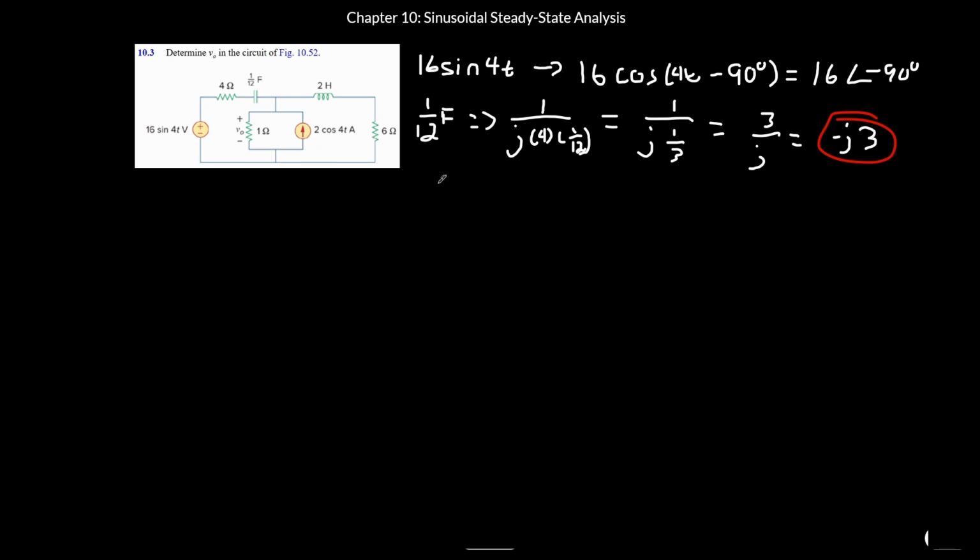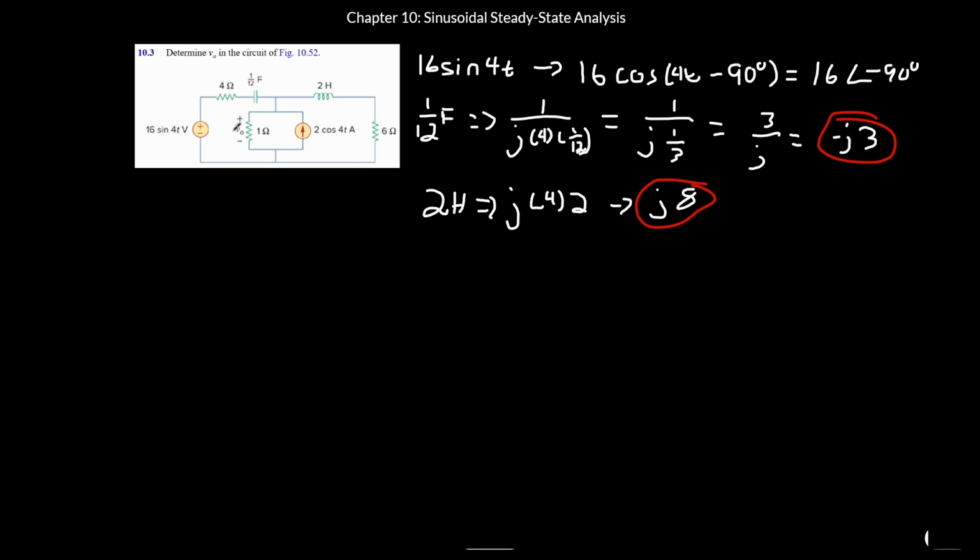Next, we're going to turn the inductor into impedance variable as well. So we'll use the equation j omega, which again is 4, and the inductance this time, which is just 2. This simply turns into j8. Again, we'll keep this in mind.